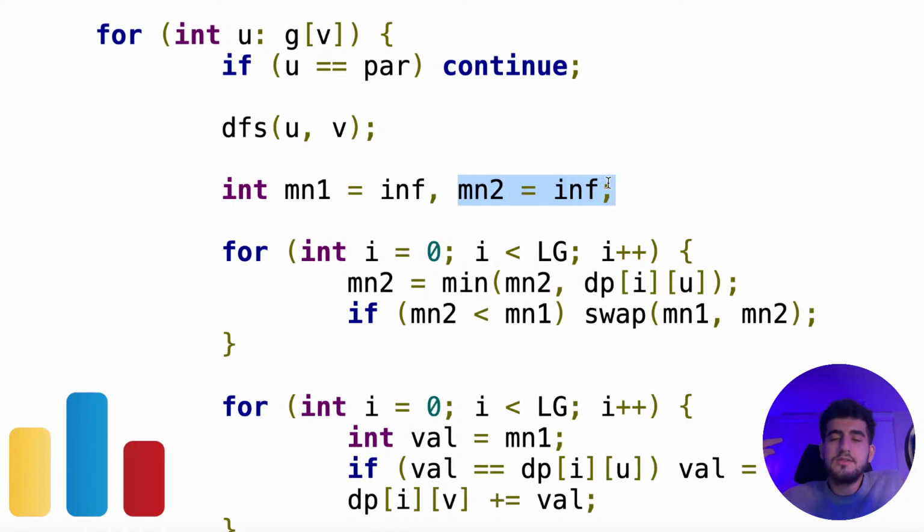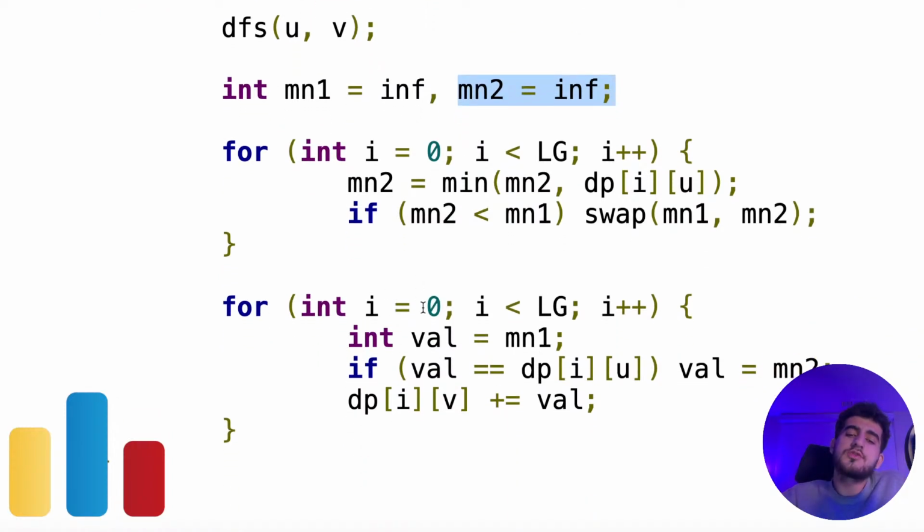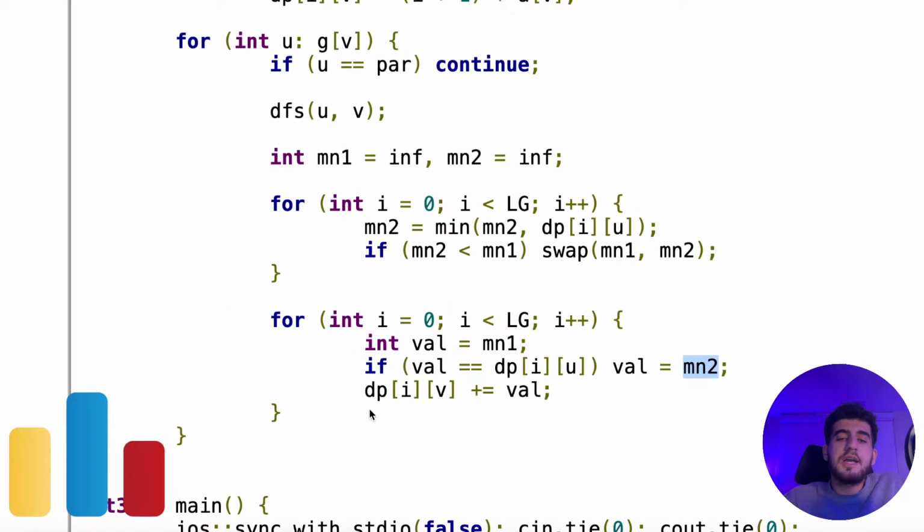So I keep these two values, and then I have a for loop with i from 0 to log, and I set value as mn1 initially. But if value was equal to DP of i and u, it means that this minimum value was for the case that u was being dead in the same step, so set value as mn2 instead. So I initially set val as mn1, but then I check if that was equal to DP of i itself and u. It means that u and v are going to die in the same step, which doesn't make sense and should not happen. Then I consider the second best DP, and then I say that DP of i and v plus equals val.